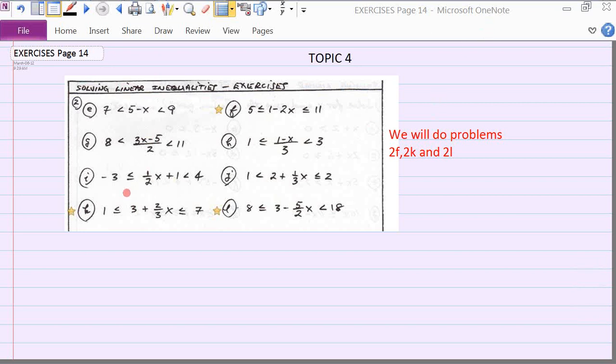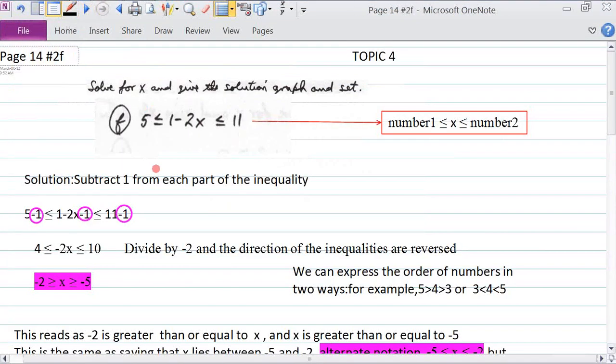So right here, we're going to start on page 14, and we're going to do problem 2F, 2K, and 2L. So let's start. And here we have 2F. And again, here we have an inequality.